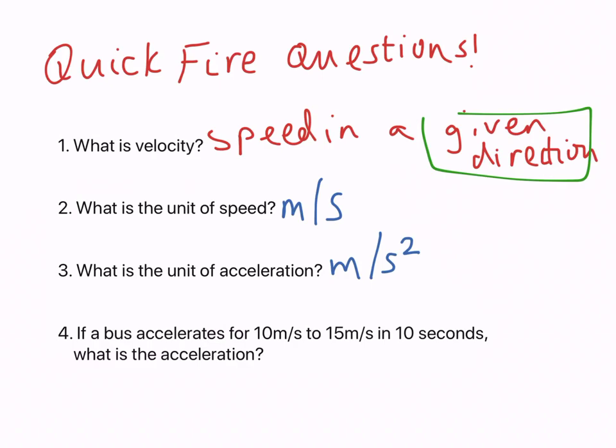If a bus accelerates from 10 meters per second to 15 meters per second in 10 seconds, what's the acceleration? So the change in velocity, we have to find that as 15, take away 10, which is 5. And the time is 10 seconds. So 5 over 10, if we simplify that, we get 0.5. So the acceleration is 0.5 meters per second squared.